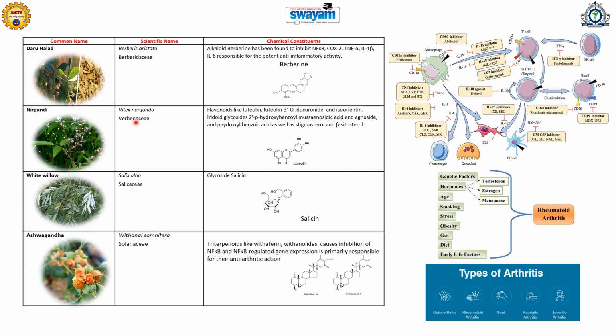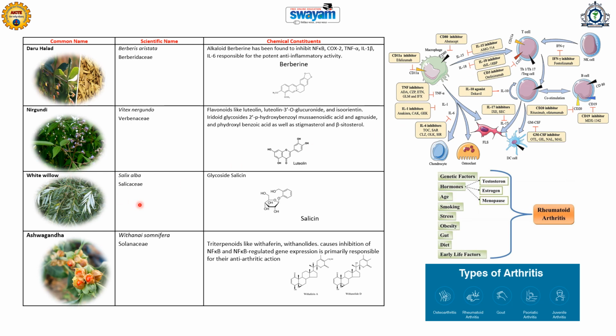Then Nirgundi, which is Vitex negundo, family Verbenaceae, which contains various types of flavonoids like luteolin and luteolin derivatives and isoorientin. Then iridoid glycosides, along with certain sterols also, stigmasterol and sitosterol. They all together are found to be very good anti-arthritic and anti-inflammatory, and they are supposed to target more than 2 or 3 of these factors which are found to progress arthritis.